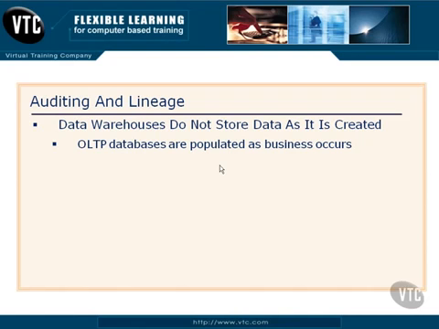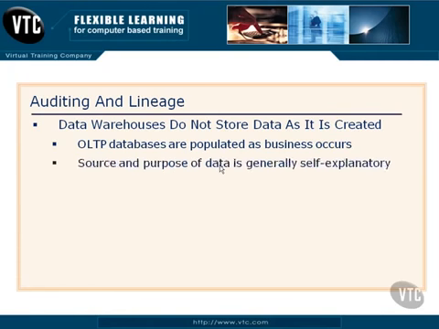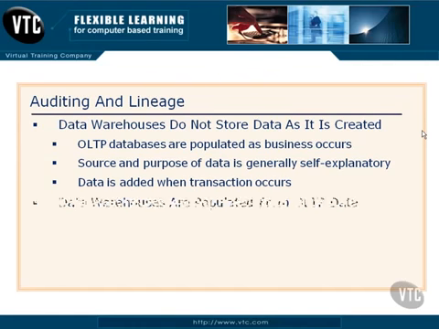Our OLTP, online transaction processing databases, are populated as business occurs, and the source and purpose of that data is generally self-explanatory. If I look into the products table in our OLTP database, the data is generally self-explanatory based on the columns that are there. If I look into the table that has our sales numbers, it's probably going to be self-explanatory too. Data gets added when a transaction occurs. Pretty straightforward. One complete row is one complete transaction, right?